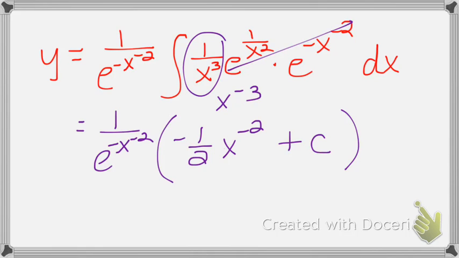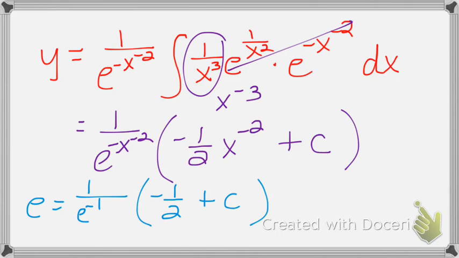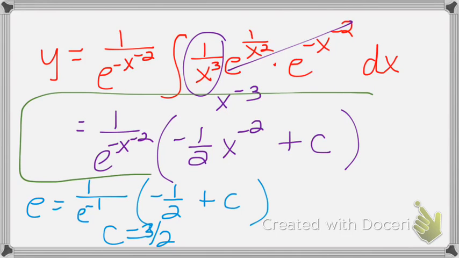So you have 1 and e. So e is y. 1 is x. So that's 1 over e to the negative 1. Negative 1/2 times 1 to the negative 2 is just 1, plus c. So you divide by 1 over e to the negative 1, add a half, you'll get c is 3/2. So then your final equation is, I'm not going to rewrite it just because I don't have room, but it's right here with a 3/2 plugged in right there.